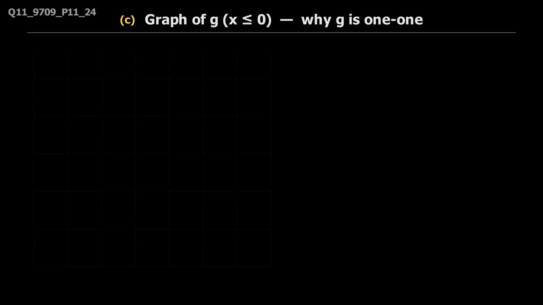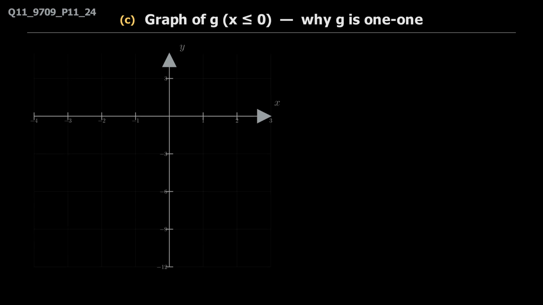Part C. Restrict to x at most 0 and explain why g is 1, 1. The full parabola has a turning point at x equals 3/2. On x at most 0 we keep only the increasing left branch, that is g.